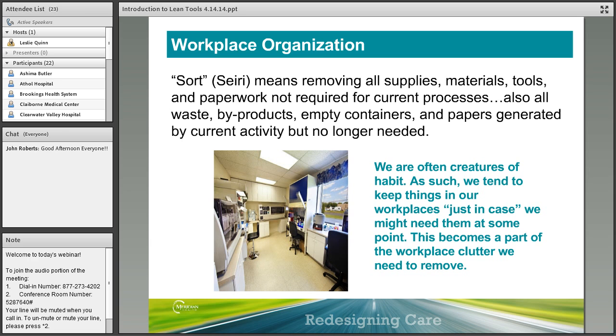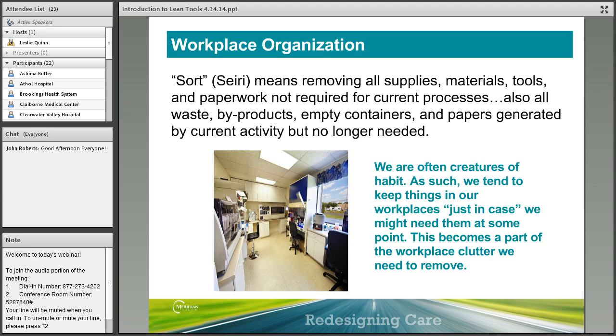So the first step in the 5S process is the sort phase, which means basically removing any kind of supplies, materials, tools, paperwork that's not required for the current process. It means getting rid of those things that are no longer used and decluttering our workspace.